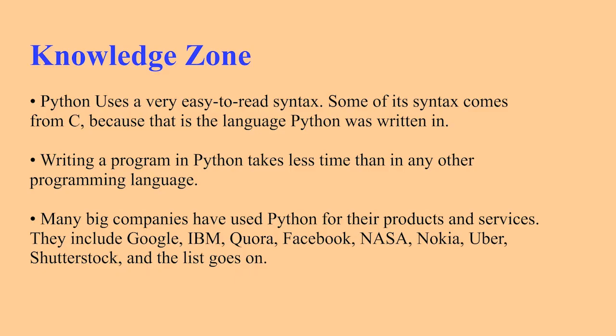Knowledge zone. Python uses a very easy to read syntax. Some of its syntax comes from C, because that is the language Python was written in. Writing a program in Python takes less time than in any other programming language. Many big companies have used Python for their products and services. They include Google, IBM, Quora, Facebook, NASA, Nokia, Uber, Shutterstock, and the list goes on.